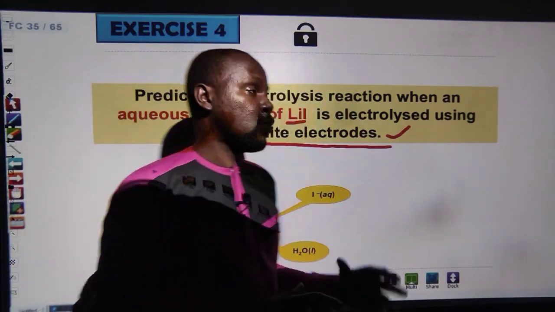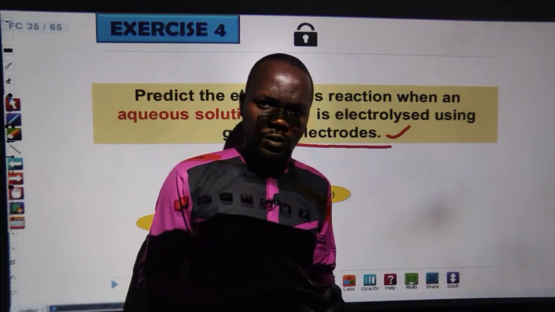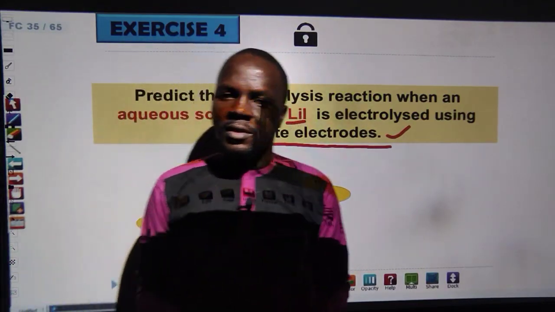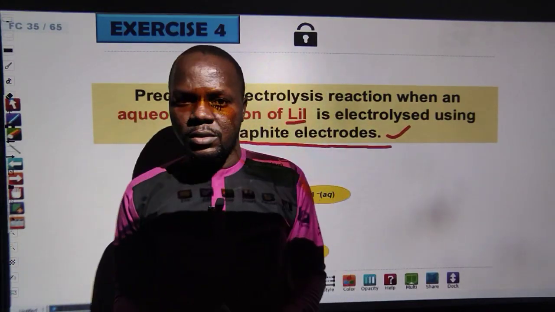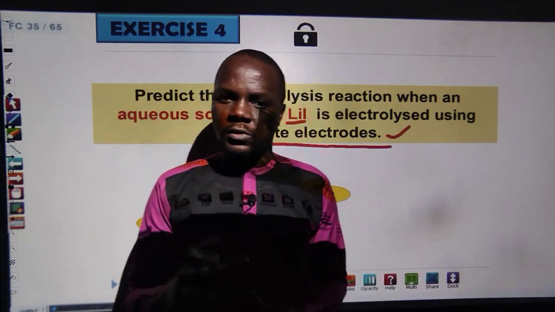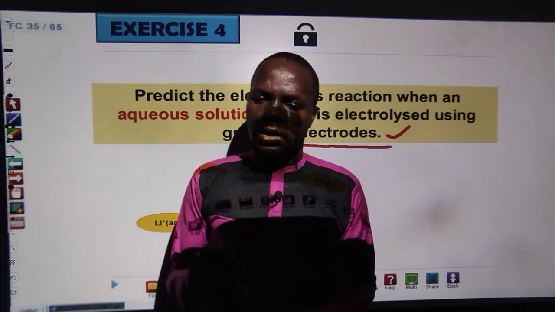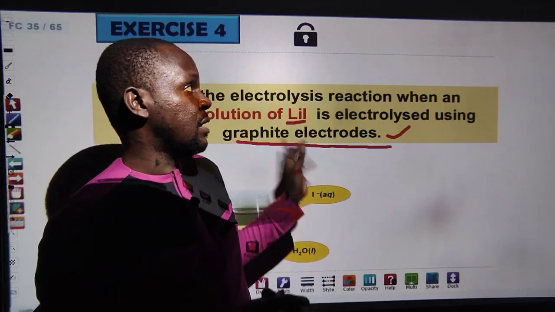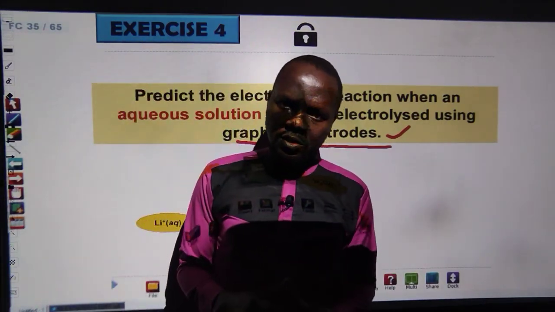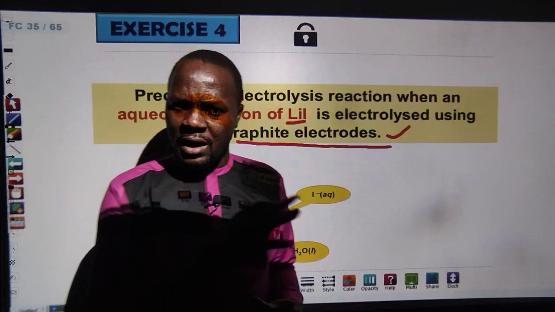Then in the next class, we are going to continue with the third factor. Now we said three factors affect discharge of ion: the position of the ion, the concentration of the ion, and the third factor is the nature of the electrode. I told you I will talk about that in the next section. So I'll see you guys soon. Don't forget, attempt this exercise.